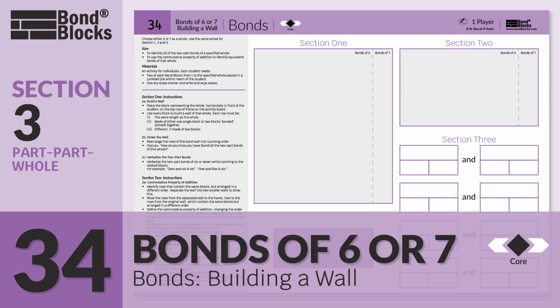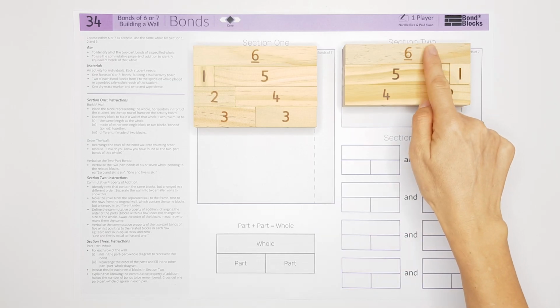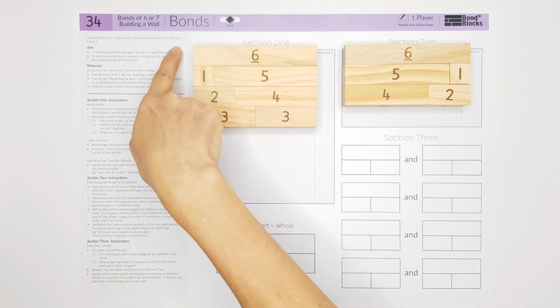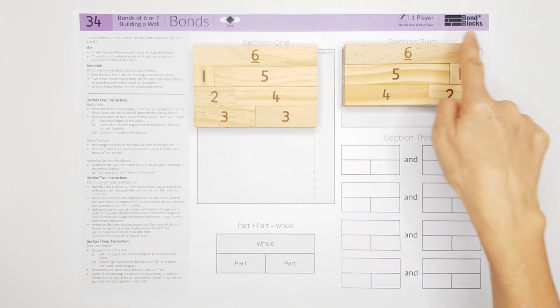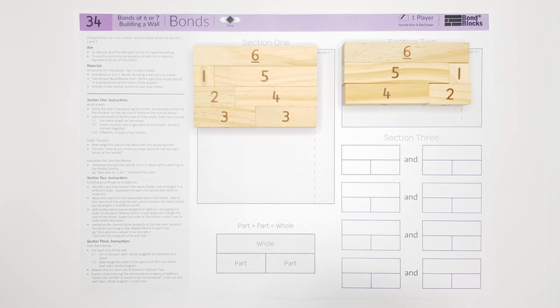Welcome to section 3 in activity 34. This will be your third lesson in the week for this activity, and we're still using 6 as a whole. In section 3, we're going to record the two-part bonds of 6 that are related using the commutative property of addition below. I will do it first.